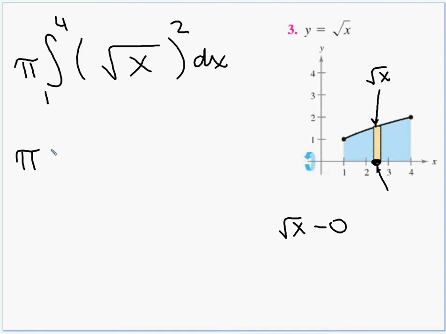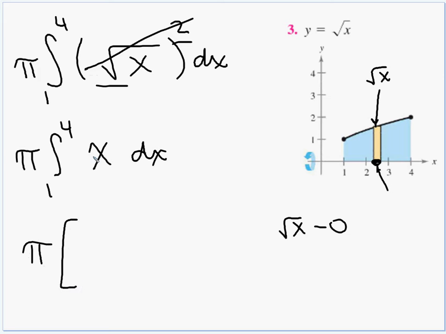And this problem is just going to get nice and easy here because the square root and the square will cancel, leaving just an x dx. That's a nice easy antiderivative. Raise the power by 1, divide by the new power, and we'll evaluate that from 1 to 4.